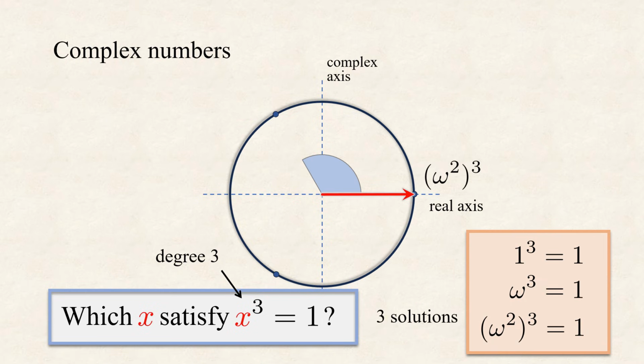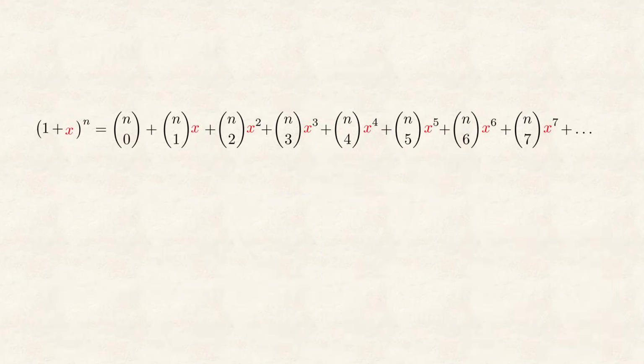So great! Let's plug omega into the generating function. On the right, we get the linear combination of all those powers of omega. These can be simplified a lot, as every third is just 1, every other third is just omega, and the others are omega squared.